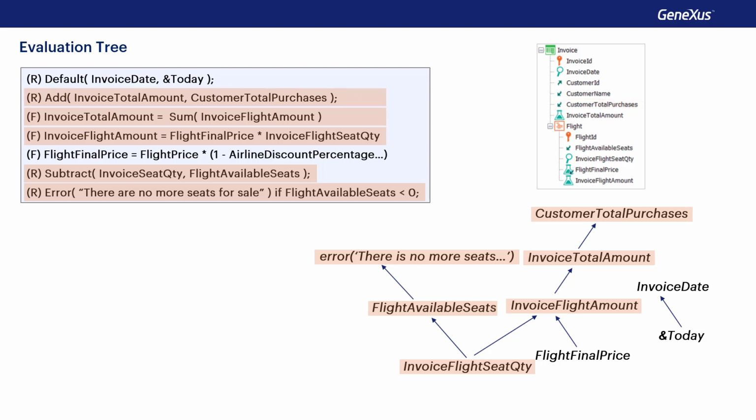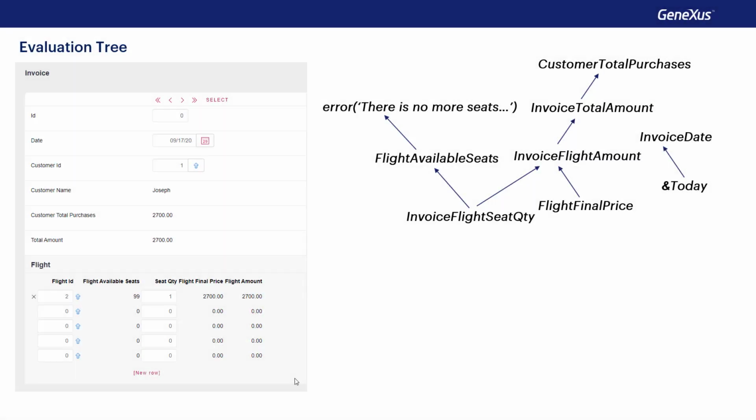We can imagine that the tree is executed in a bottom-up manner. That is to say, every time an attribute value is updated, all the rules and formulas that depend on this attribute, and that are located upwards in the tree, are executed.